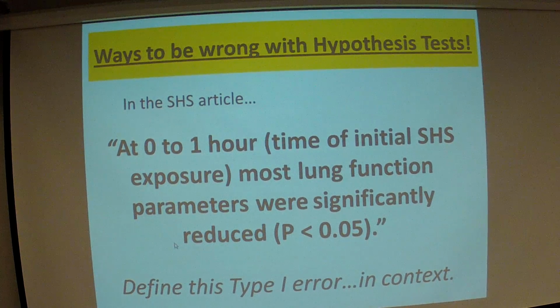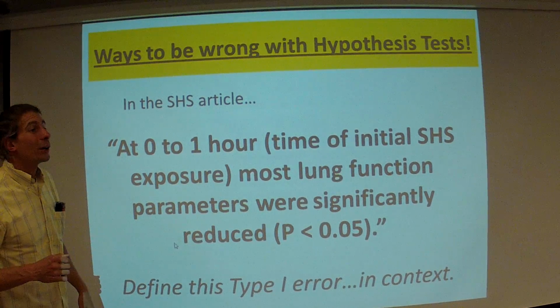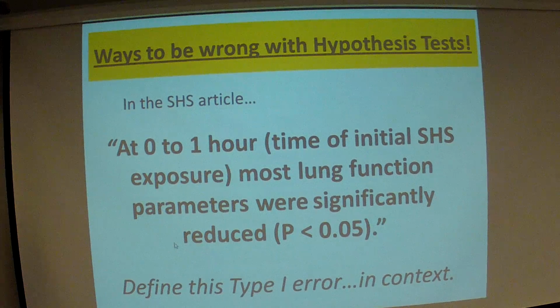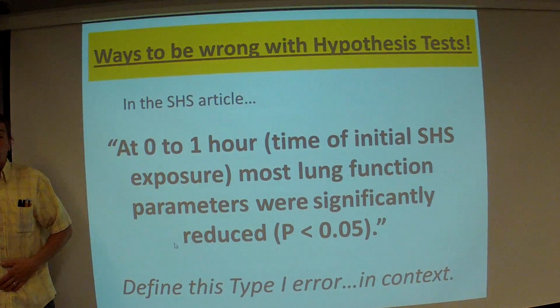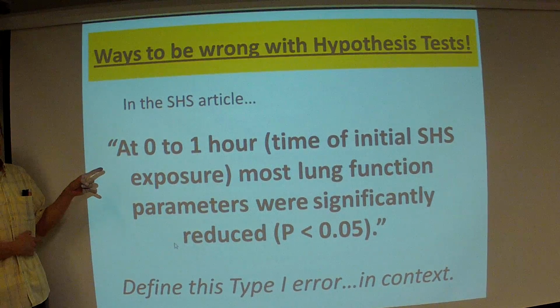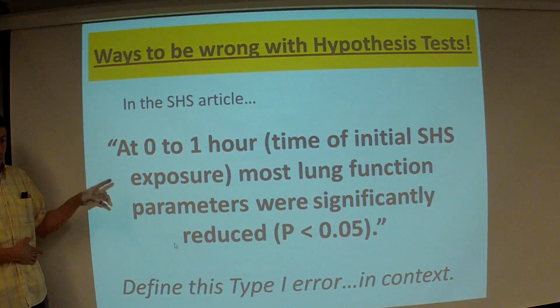Go ahead, Ken. Why can't you say I'm 95% confident? You can. Oh, okay. You absolutely can. That's actually the more formal. There's all kinds of formal ways to make these statements. This would be called a rejection of the null hypothesis.